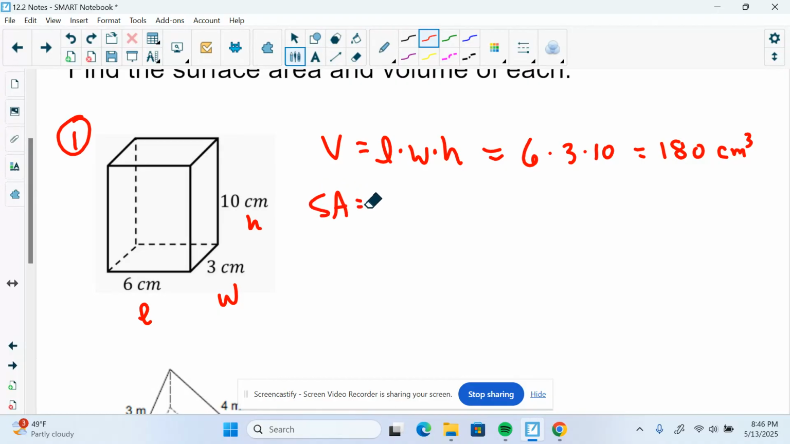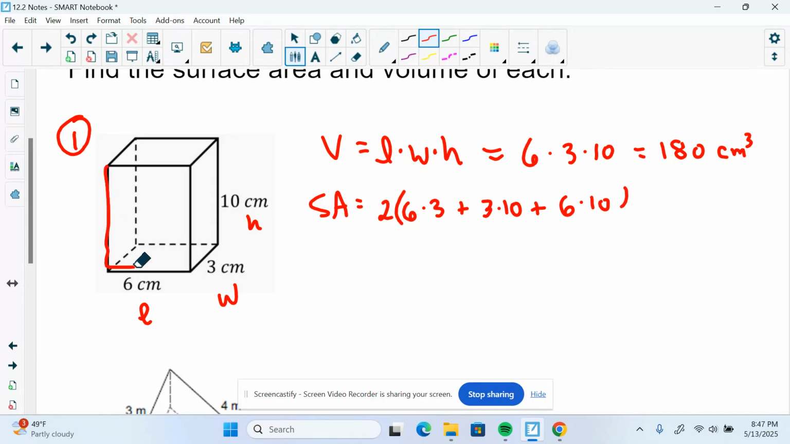Surface area, I'm going to have 2 rectangles that are 6 by 3. I'm going to have 2 rectangles that are 3 by 10. And I'm going to have 2 rectangles that are, what's the other one? 6 by 3, 3 by 10, and 6 by 10.